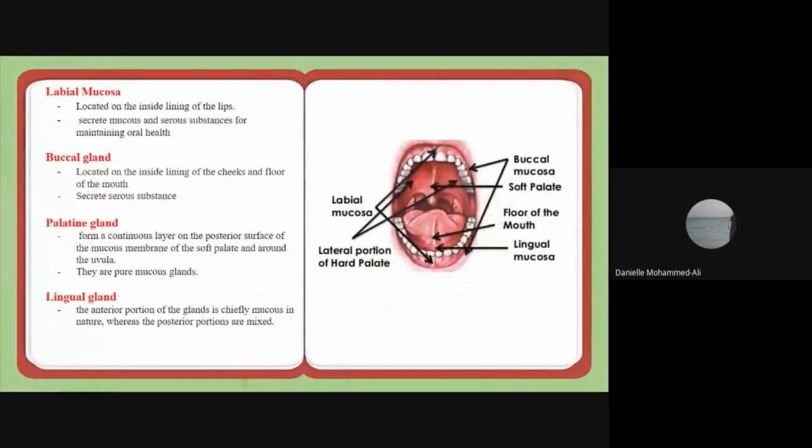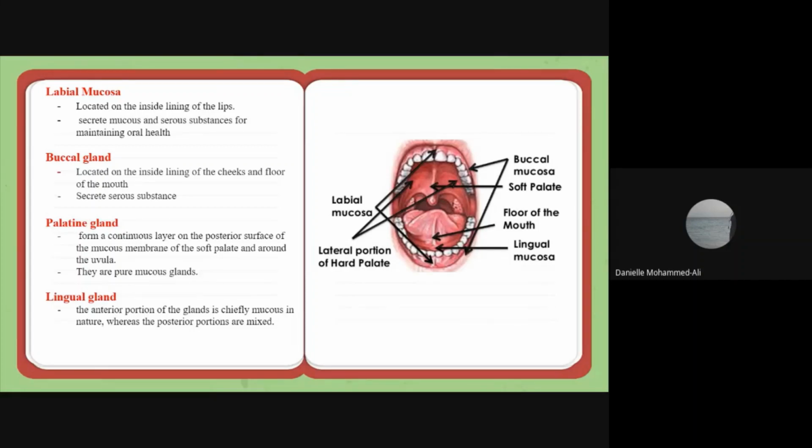Now, the minor glands include the labial glands, which are located on the inside lining of the lips, and they secrete mucus and serous substances for maintaining oral health. The buccal gland, which is located on the inside lining of the cheek and floor of the mouth, secretes serous substances, while the palatine gland forms a continuous layer on the posterior surface of the mucous membrane of the soft palate and around the uvula. And these glands are pure mucous glands.